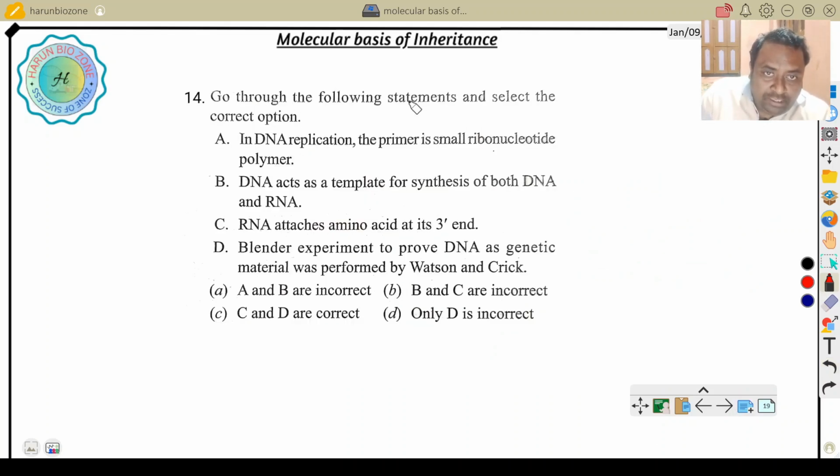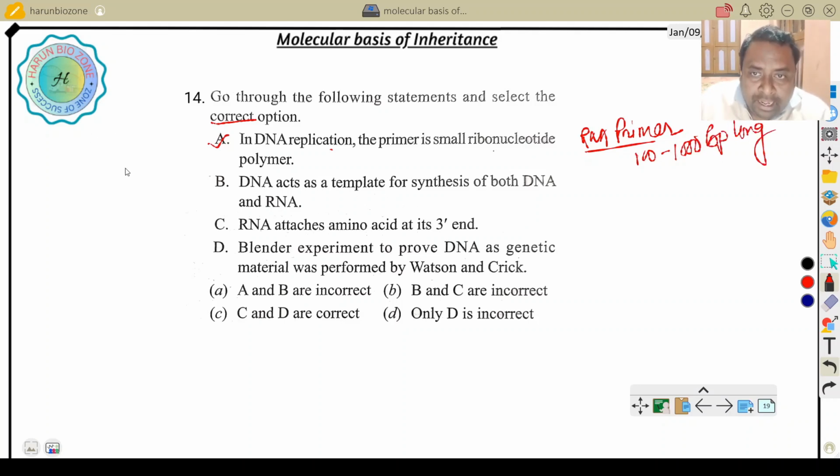Go through the following statement and select the correct option. In DNA replication, the primer is a small ribonucleotide polymer. The RNA primer used in the lagging strand of DNA during DNA replication is 100 to 1000 base pair long.